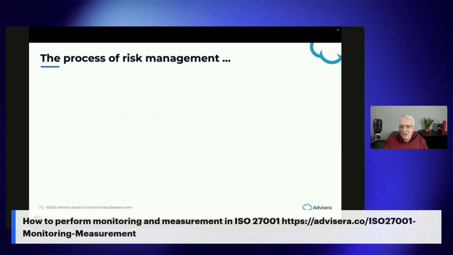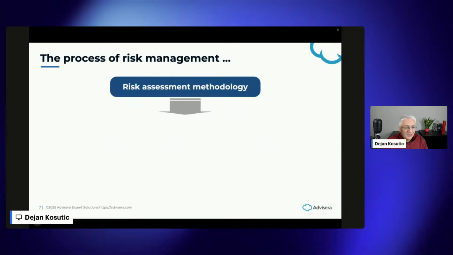Okay, very well. Now let's move on to this process, these 5 steps of risk management according to ISO 27001. First, you actually have to define the risk assessment methodology, and this is basically the document which describes how you're going to organize this process and what the basic rules are.